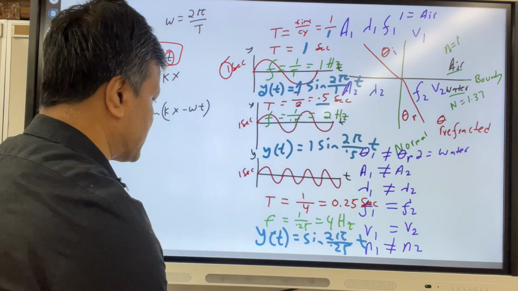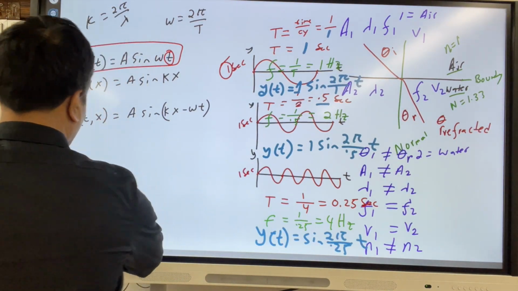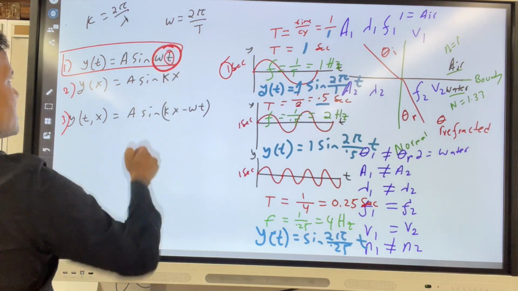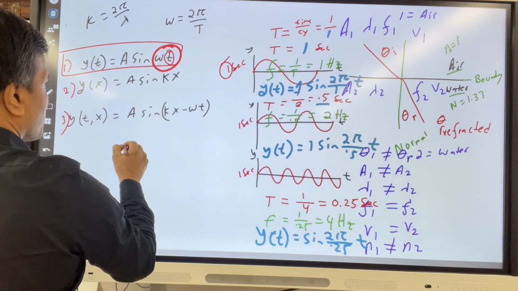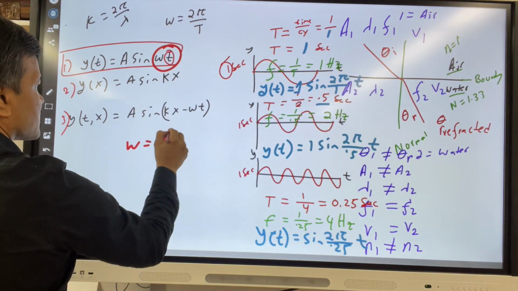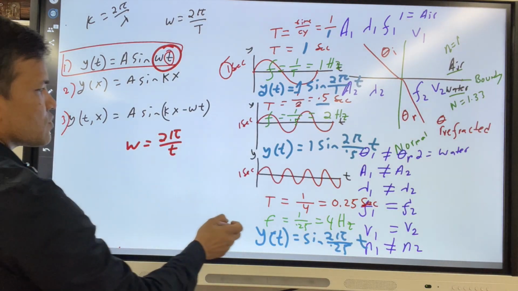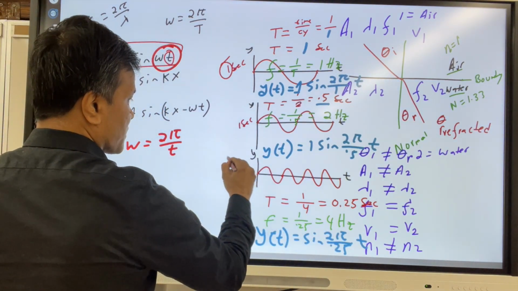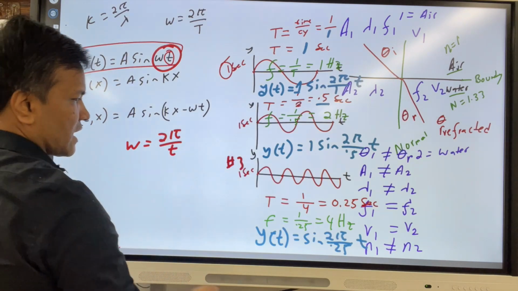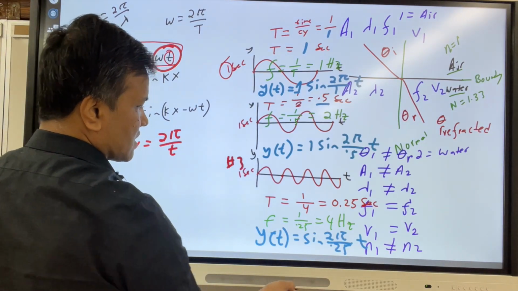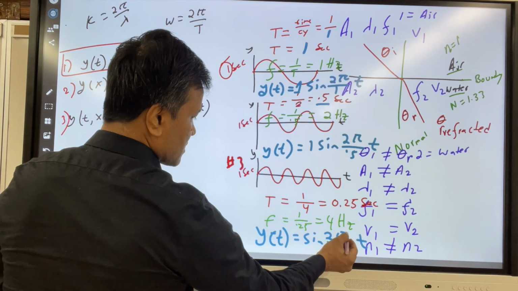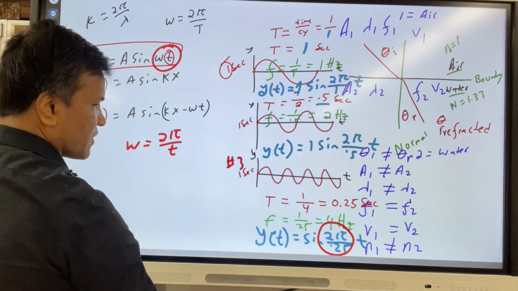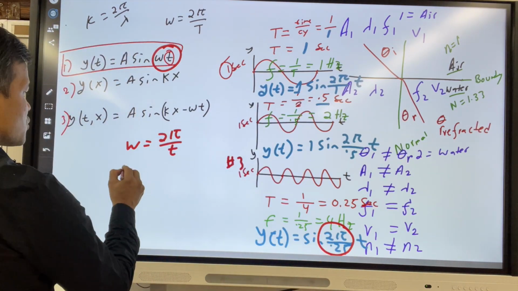Okay? Good. You can find another way. You can take this one, omega t, right? So in omega t, you have omega. What is omega? Omega is 2 pi over T, right? In this case, because we're going to study wave number 3, what is omega? Omega is 2 pi over 0.25, or 8 pi. So omega is 8 pi.